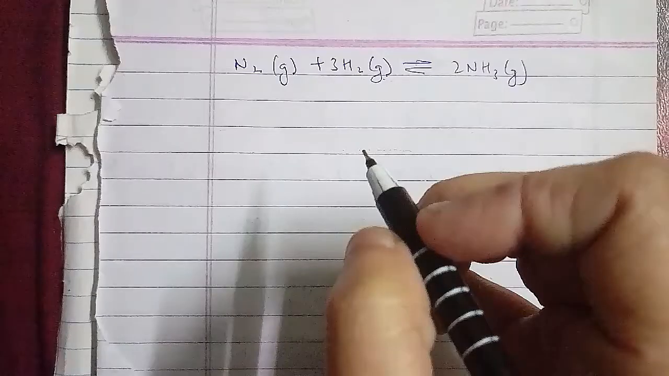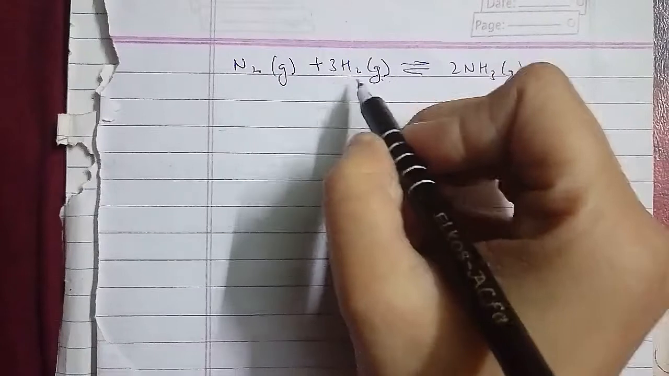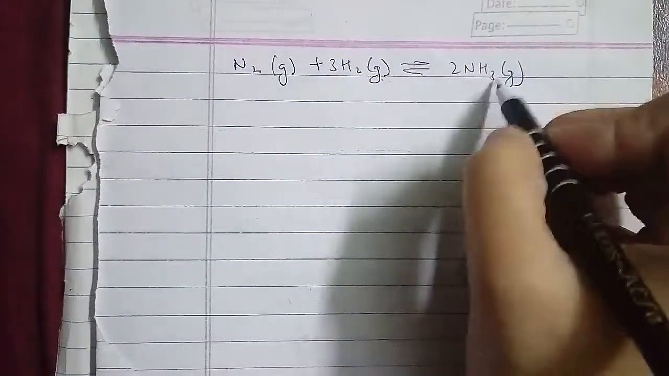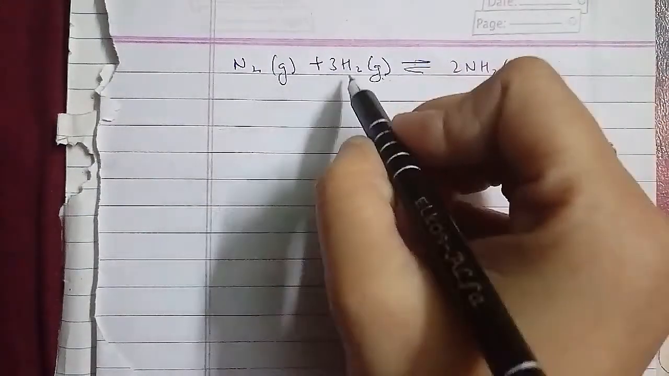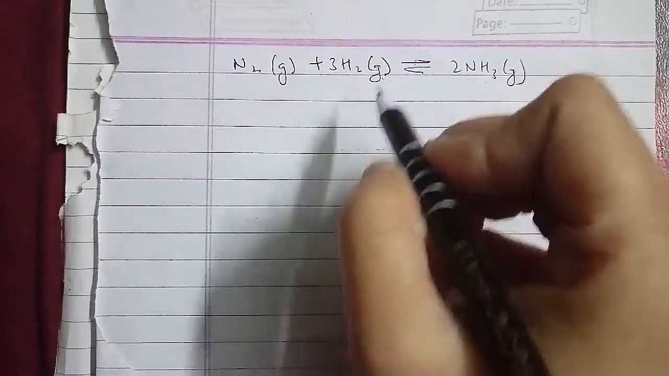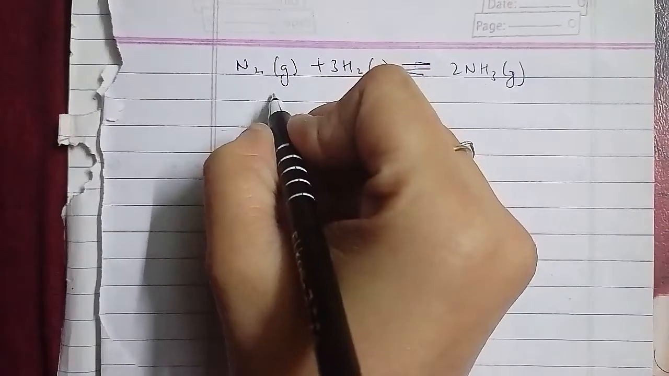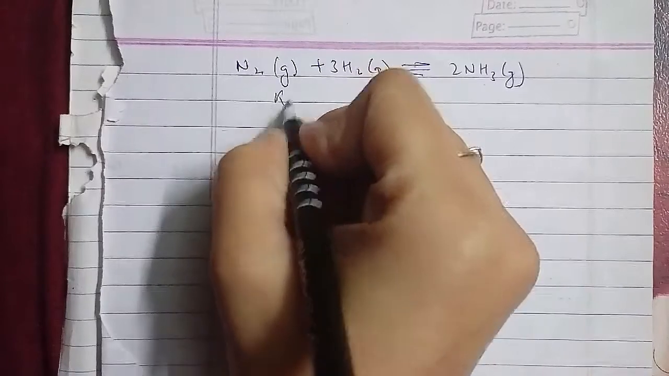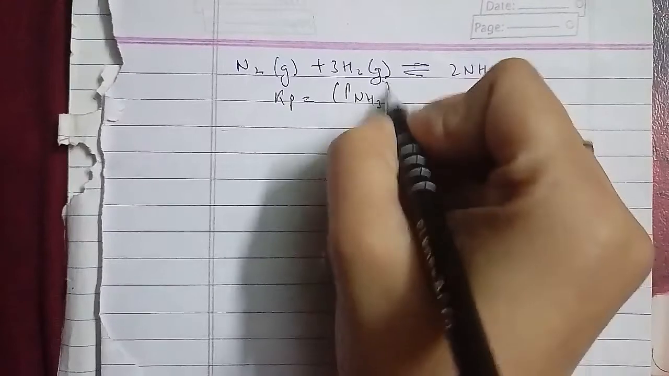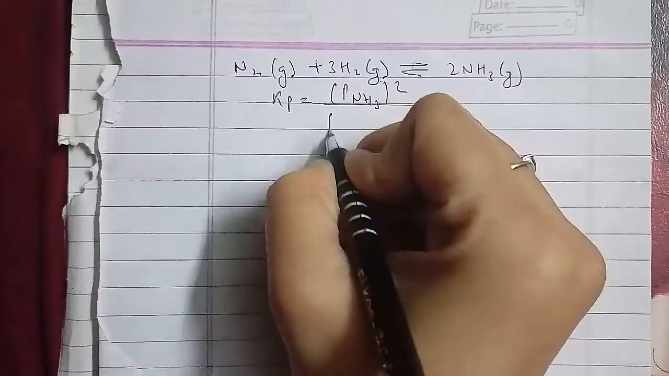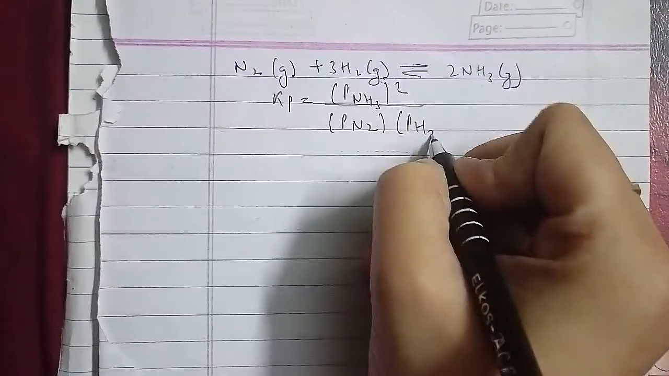For N2 in the form of gas plus 3H2 gives 2NH3, and vice versa, 2NH3 in the form of gas gives N2 gas and 3H2 gas. In regard to this, we will find Kp here. Kp equals P of NH3, whole squared, upon P of N2 times P of H2, whole to the power three, in the equation. So we will put in the powers.